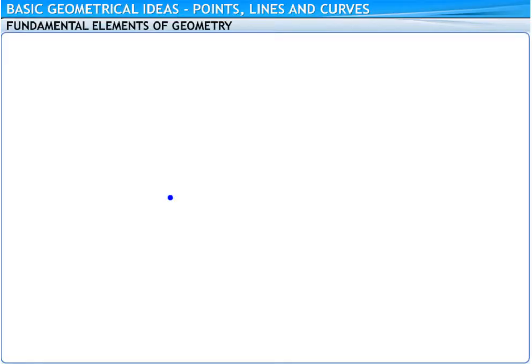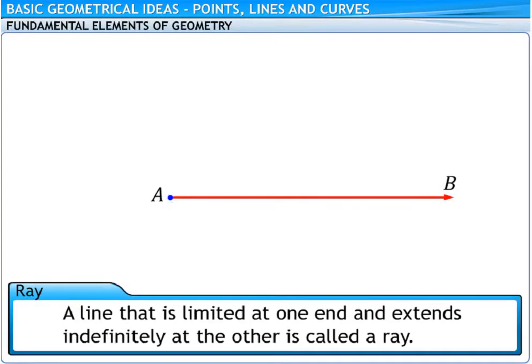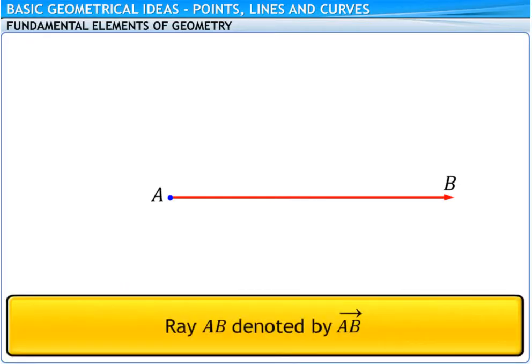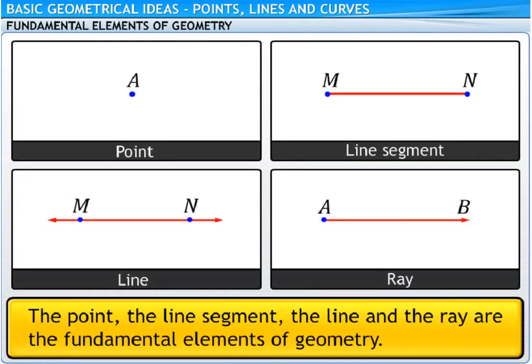Now, let's take another point A and extend it indefinitely in one direction. What is formed now is called a ray. A line that is limited at one end and extends indefinitely at the other is called a ray. It is denoted by a single-headed arrow and read as ray AB. The point, the line segment, the line, and the ray are the fundamental elements of geometry.